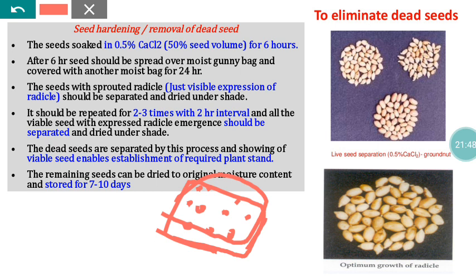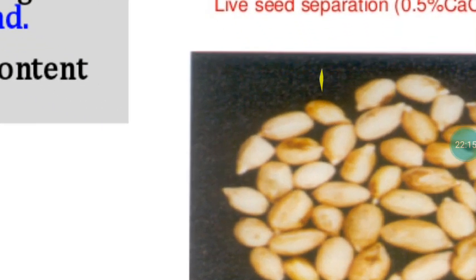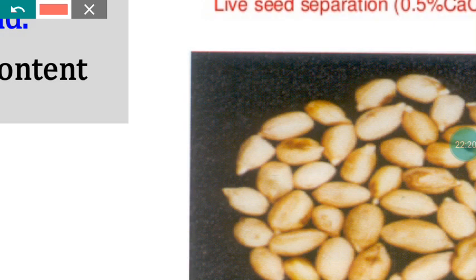Then once the 6 hours is over after placing the candy bag on the top, we have to remove that candy bag and look for the seeds that are ready to give rise to the radical. Here in this image you can see some projections. So this is ready for giving a radical protrusion. Here it's ready for protrusion.